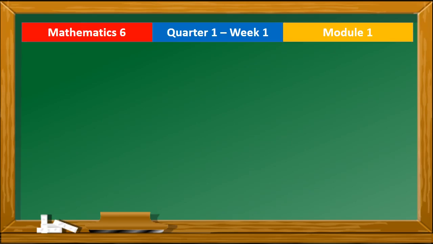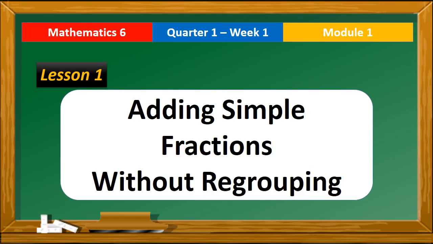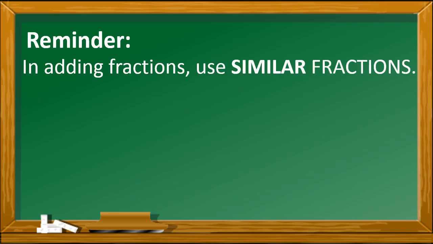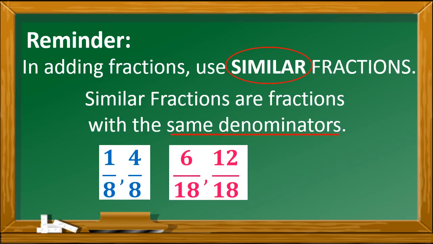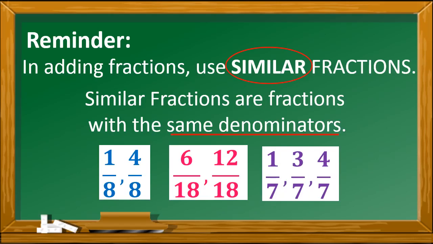Welcome to Mathematics 6, Quarter 1, Week 1, Module 1, Lesson 1, Adding Simple Fractions Without Regrouping. Before we start, let's take this reminder. In adding fractions, use similar fractions. Similar fractions are fractions with the same denominators, like 1/8 and 4/8, 6/18 and 12/18, 1/7, 3/7, and 4/7. The 8s are the same, the 18s, and the 7s.